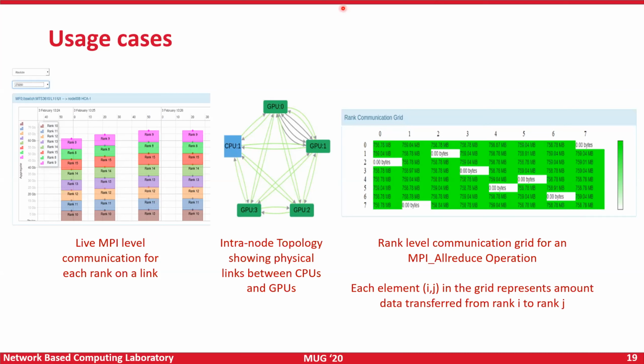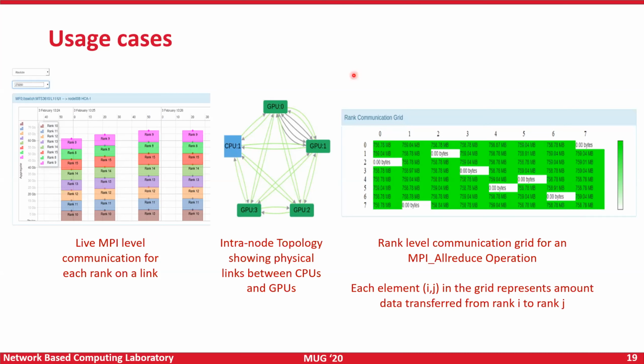There is another question in chat. Could you explain why INAM needs information from the scheduler? What sort of information do you get from the scheduler? Suppose you want to correlate what job this is, and what nodes are part of this job. That information is available with the INAM daemon.